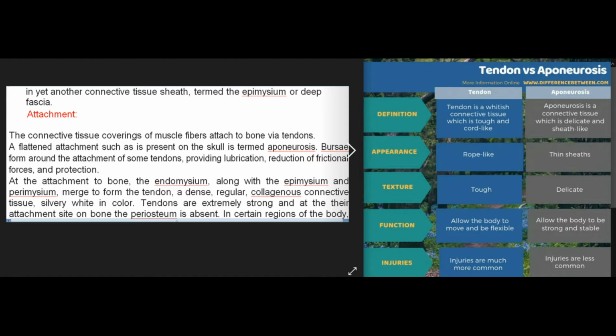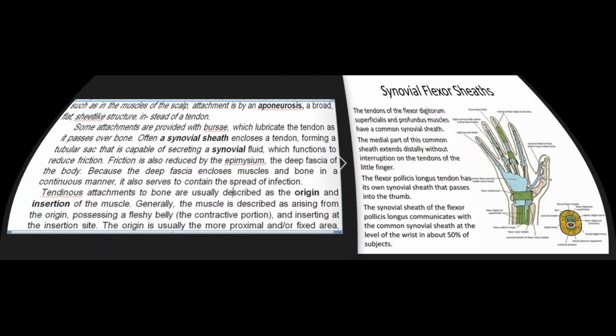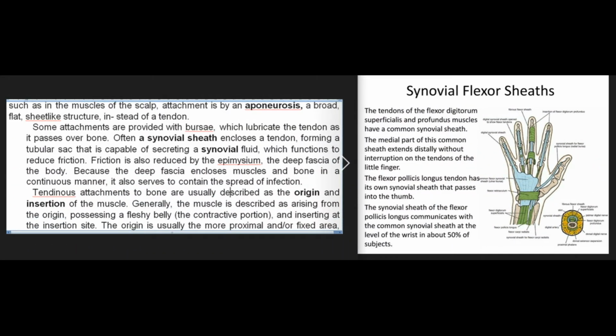At the attachment to bone, the endomysium, along with the epimysium and perimysium, merge to form the tendon, a dense, regular, collagenous connective tissue, silvery white in color. Tendons are extremely strong and at their attachment site on bone the periosteum is absent. In certain regions of the body, such as in the muscles of the scalp, attachment is by an aponeurosis, a broad, flat, sheet-like structure, instead of a tendon.